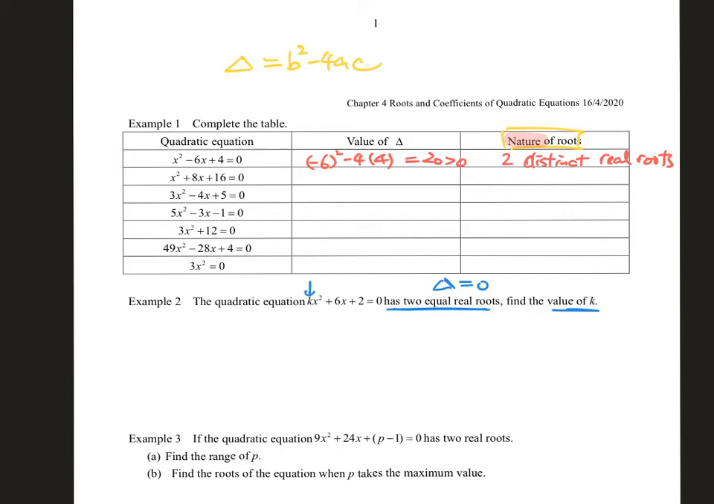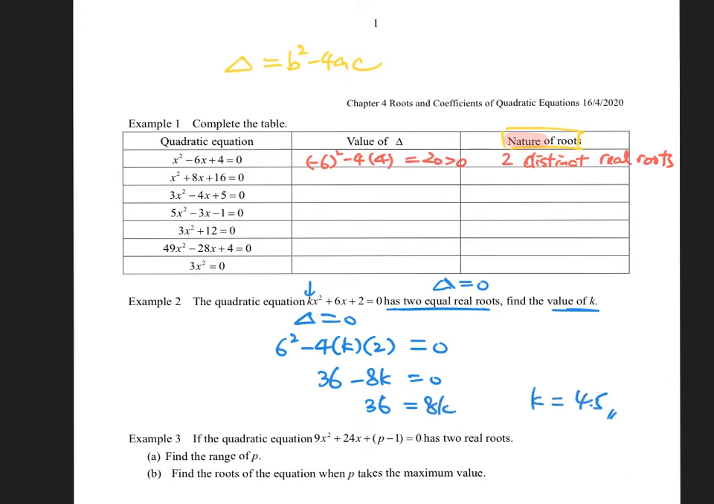So as a result, how do we start? We can say delta is 0, followed by b squared minus 4ac, which is equal to 0. So coming up next is 36 minus 8k equals 0. 36 is 8k, and finally, k will be 4.5. Not very difficult, right?